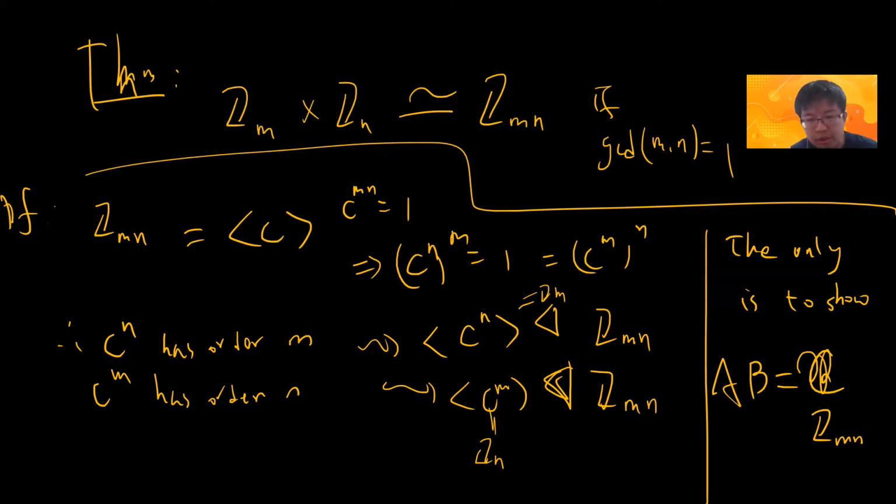Oh, sorry. So this is A. This is B. Okay. Yeah. So notice, now we just need to show this, right? But this is the same as I just need to show they can produce the identity.